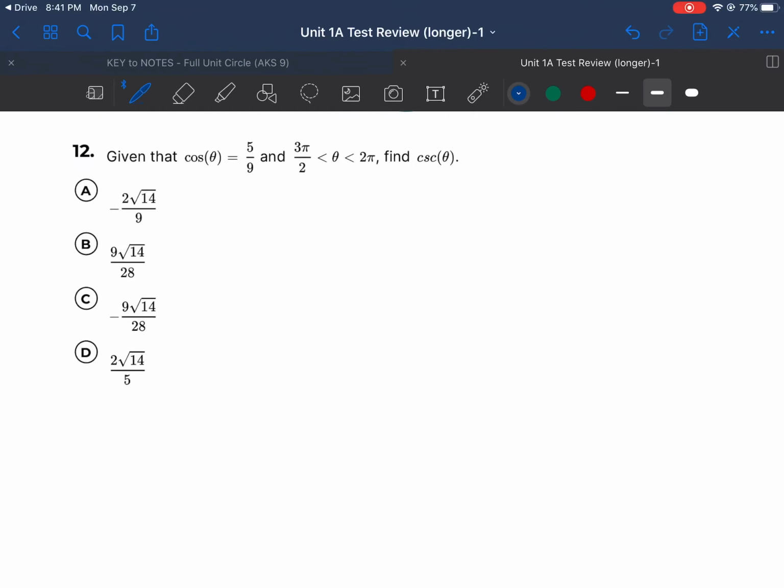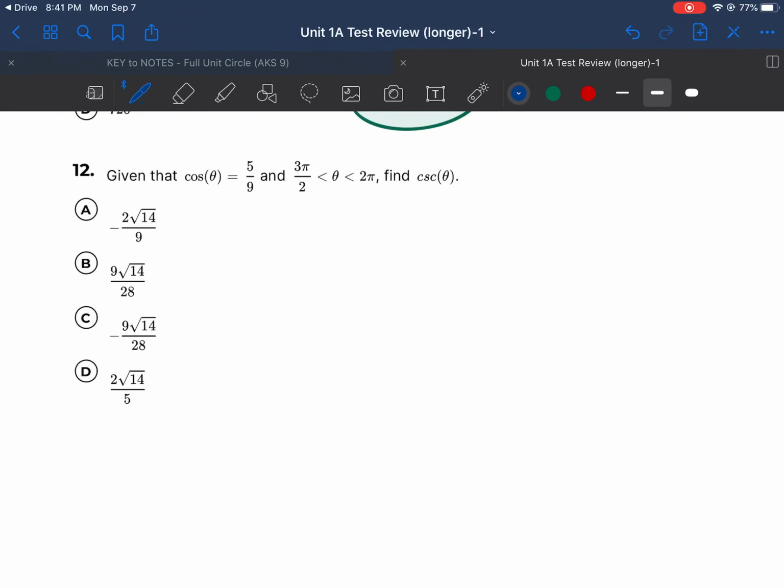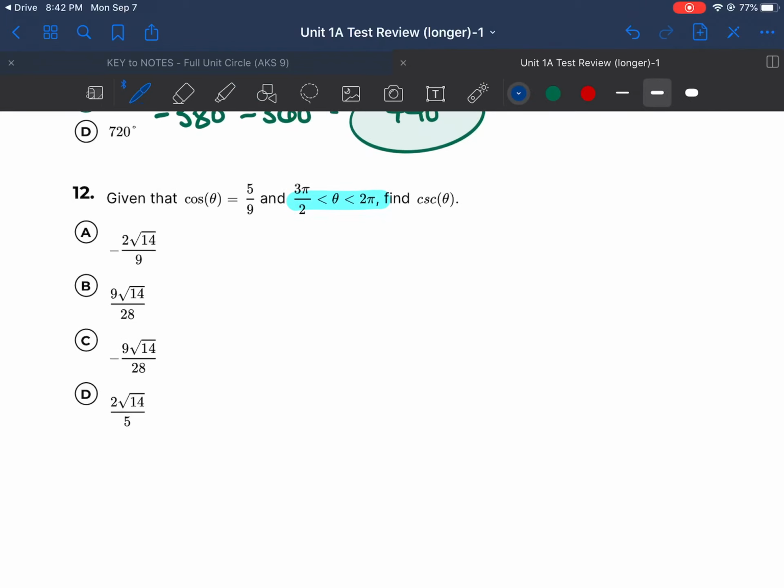Now for our last problem, given that the cosine of theta equals 5 over 9 and theta is trapped in between 3 pi over 2 and 2 pi, we want to find the cosecant of theta. Well, with this little piece of information right here, theta is between 3 pi over 2 and 2 pi. This is telling us that theta is in quadrant 4.